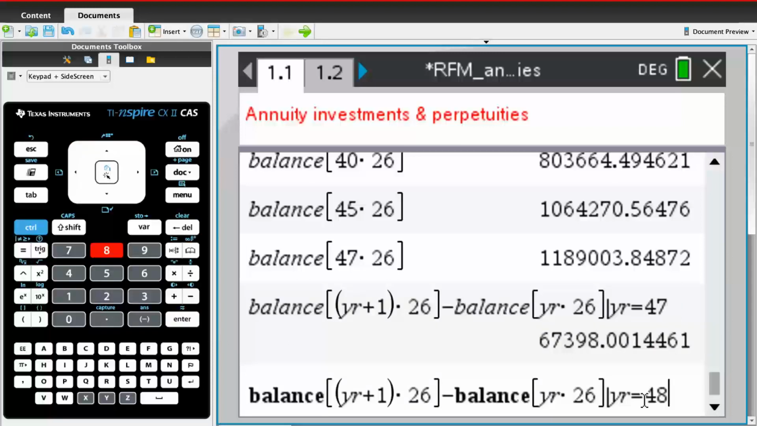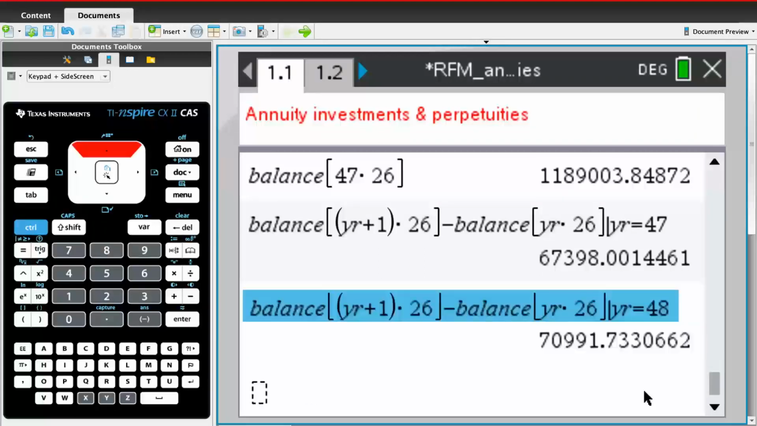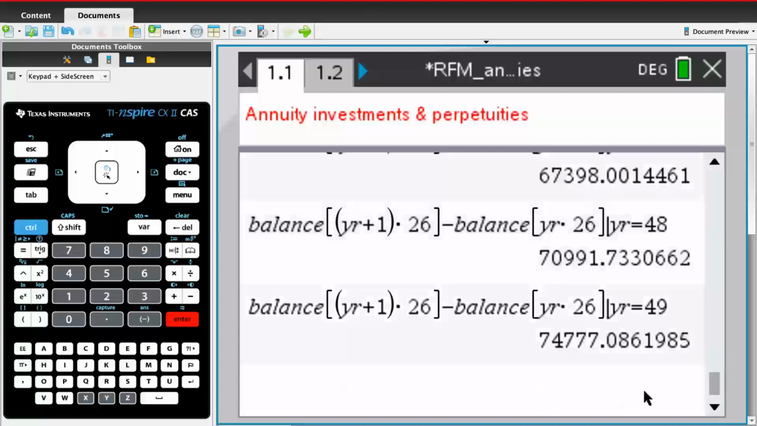So we see what happens next. And so it's gone up to nearly 71,000 in that year. So it's quite striking how the balance is increasing in that last little while, as we saw in the graph, and now we're seeing in individual figures. And here's the last year. So from when he was 69 to when he turns 70, it goes up by nearly 75,000.